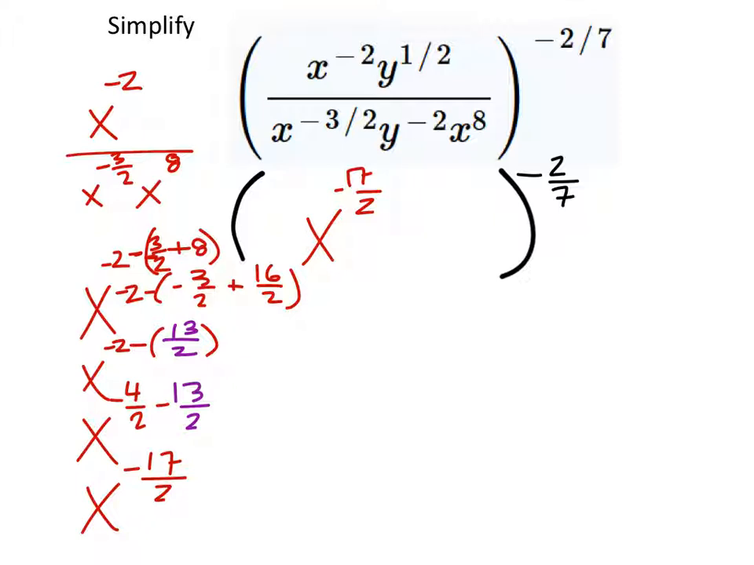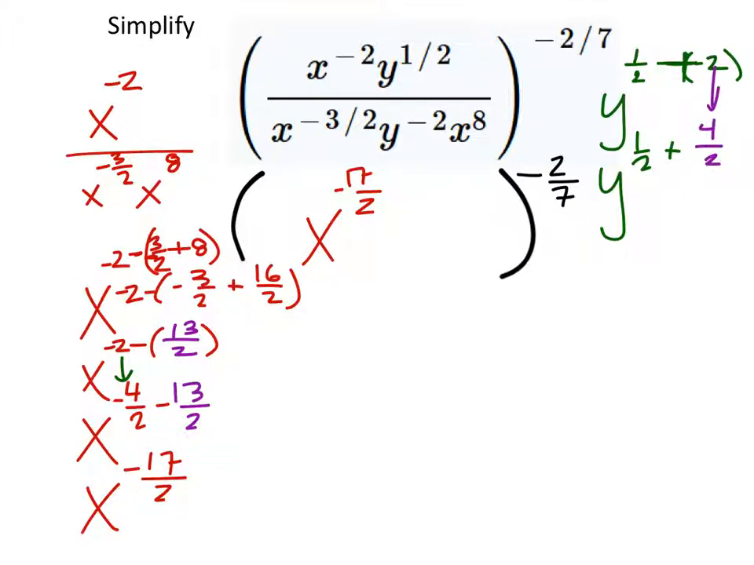So my y's, I'll do over here. I add y to the power of 1 half, and we would subtract that negative 2 exponent of y. Now I'm going to change that to plus 2 because it was minus the negative 2. And instead of it being 2, we're going to change it to 4 halves again, right, this 2. So we end up with y to the power of 5 halves. And again, this goes inside the parentheses, y to the power of 5 halves.